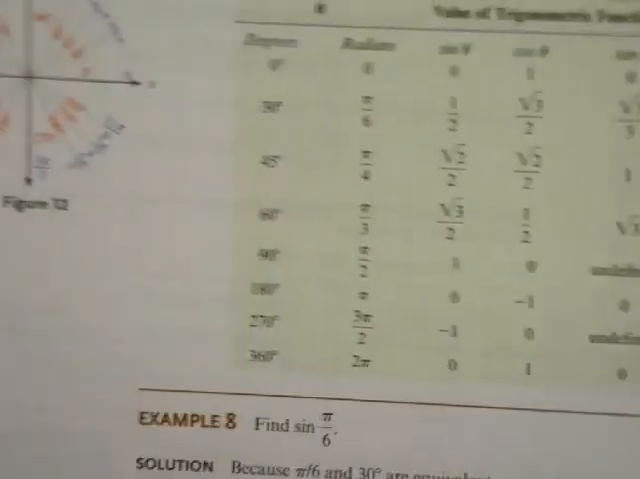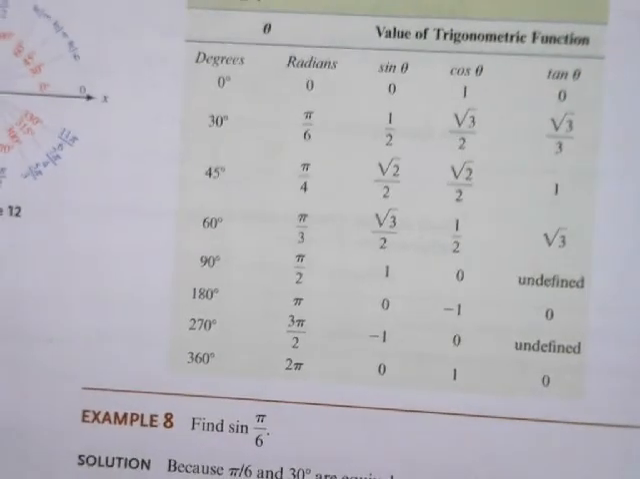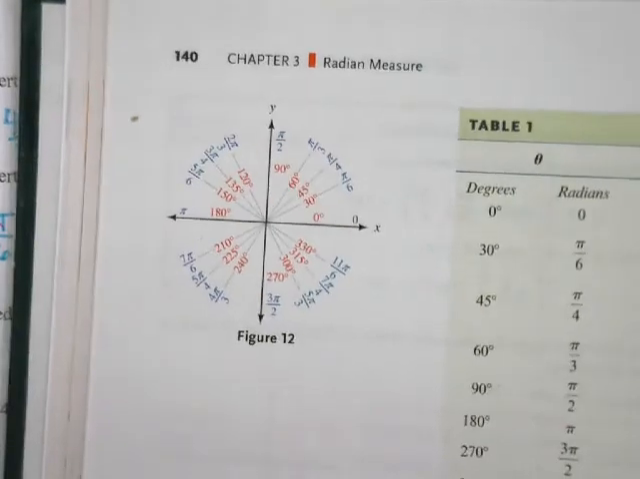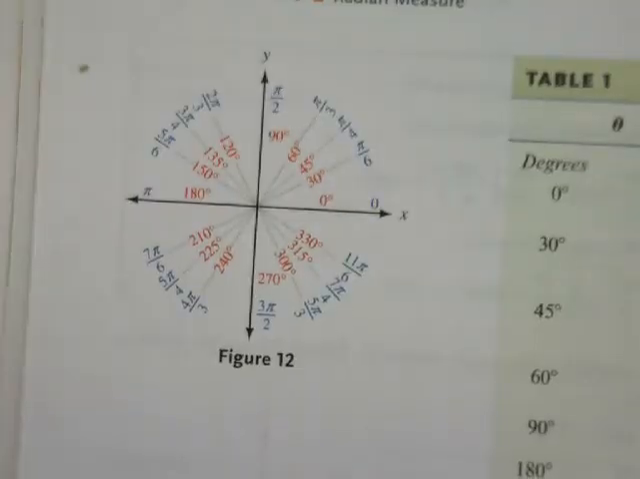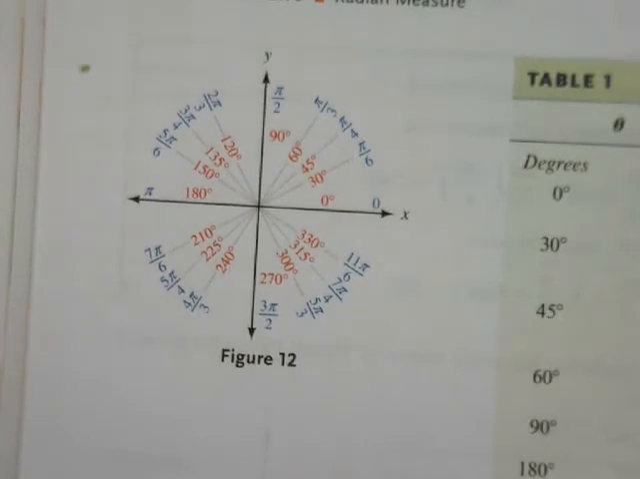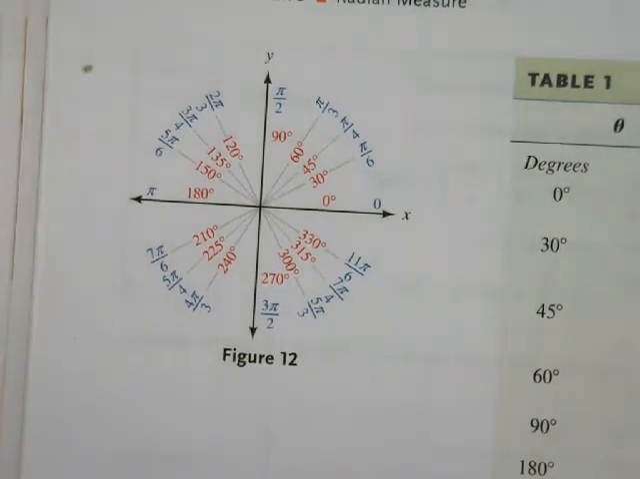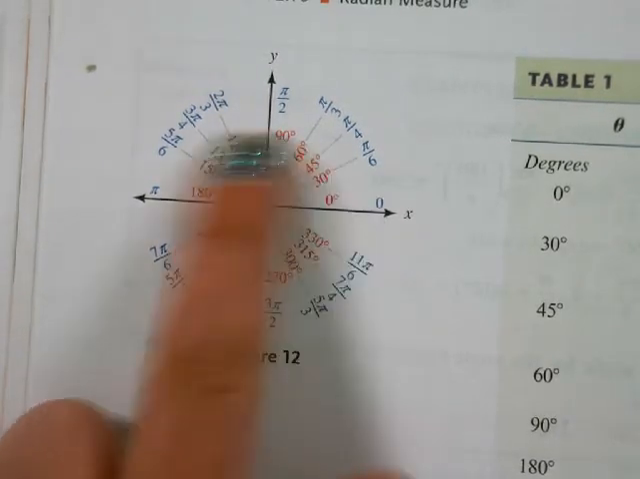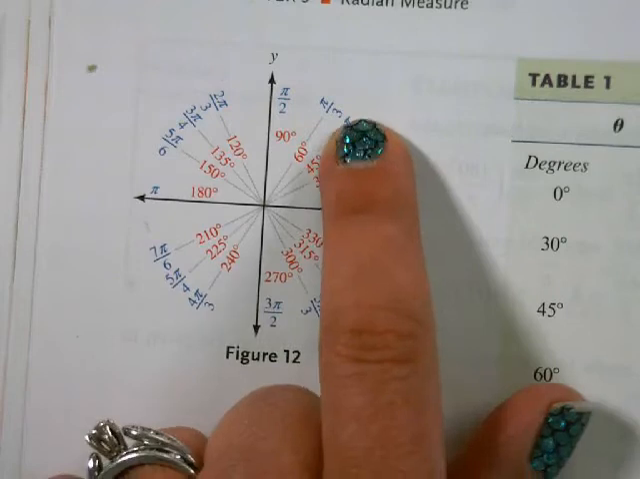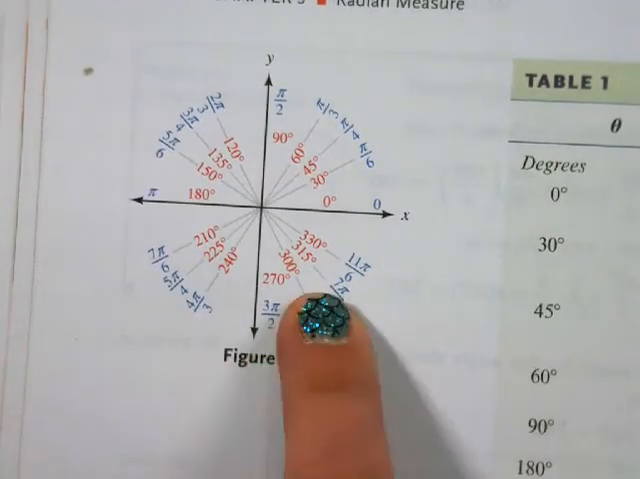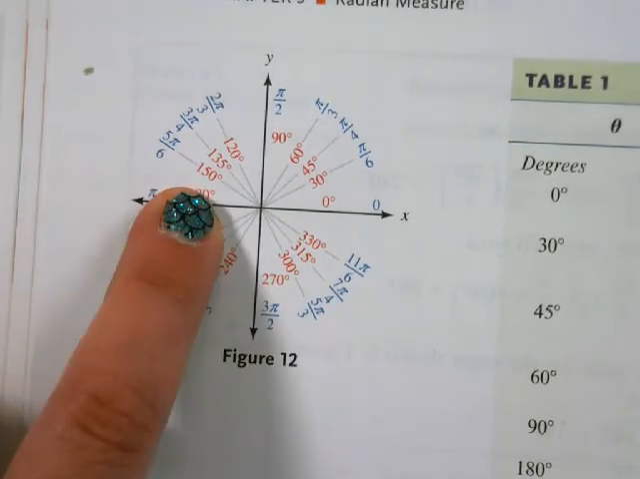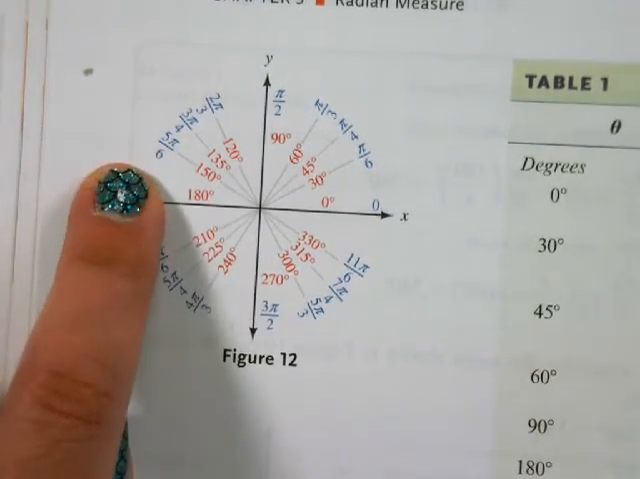Alright, so let me show you table 1 on page 140. There's 2 things on page 140 that are really useful. The first thing is figure 12 here. Let me see if I can make this zoom in so you can see it. We'll talk about this next week, but this is the beginnings of our unit circle. It's taken the degrees and converted them to radians the whole way around the circle. That's pretty cool, right? So you can look and say, okay, 150 degrees is 5 pi over 6. See that?